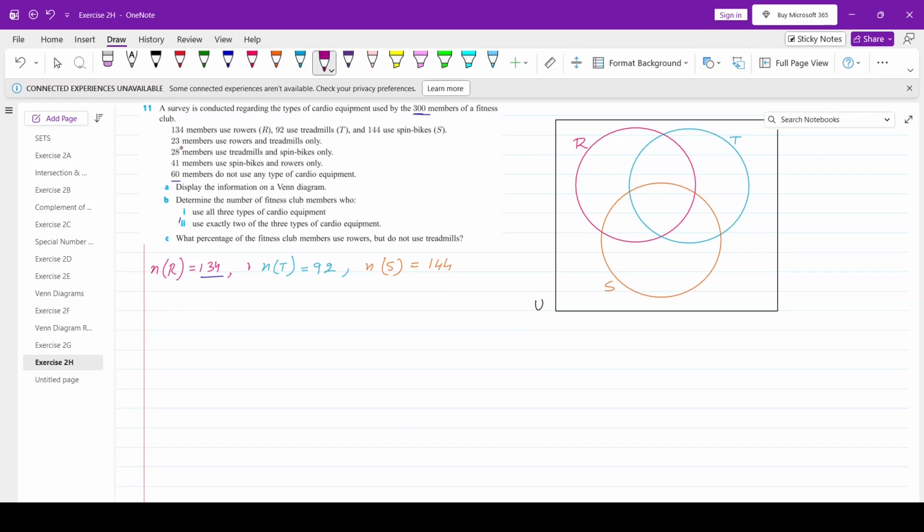Now the question says 23 members use rowers and treadmills only. So rowers and treadmills only, this region has 23 members. 28 members use treadmills and spin bikes only. Treadmills and spin bikes only, so this region has 28 members. 41 members use spin bikes and rowers only. Spin bikes and rowers only. So this region, it says only, has 41 members.